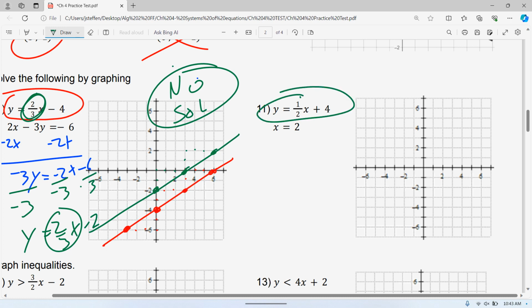Or a little less time consuming is a better way to put it. Y-intercept. My y-intercept is not negative 4, it's 4. I go the other way as well. Down 1 over 2, down 1 over 2. Line. The other one, x is equal to 2, is right here. Remember, if x is equal to a number, it is a vertical line. So that vertical line over 2.